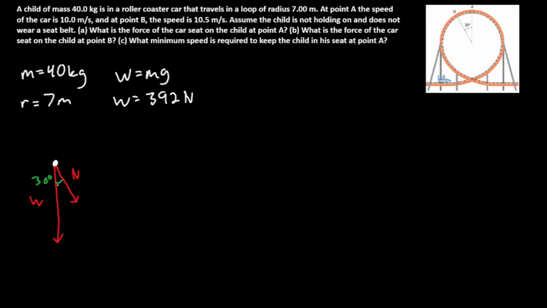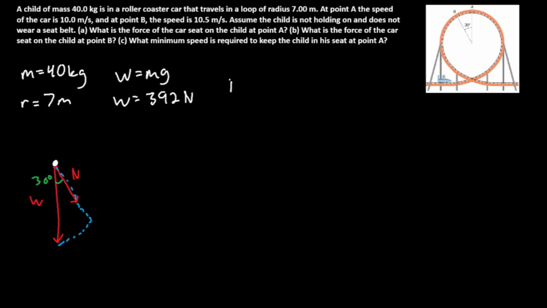So now that we determined that the weight force is 30 degrees from the normal force, what do we do? Well, there is going to be a component of your weight force that actually contributes to the centripetal direction. And that component looks like this. You can separate this weight force to look like a triangle, and you can solve for this adjacent part of the triangle, adjacent to the 30-degree angle, which will contribute to your centripetal force.